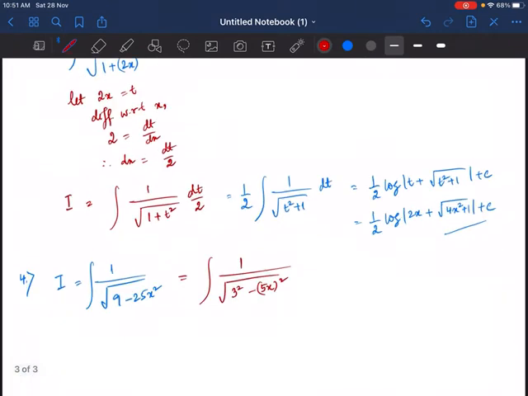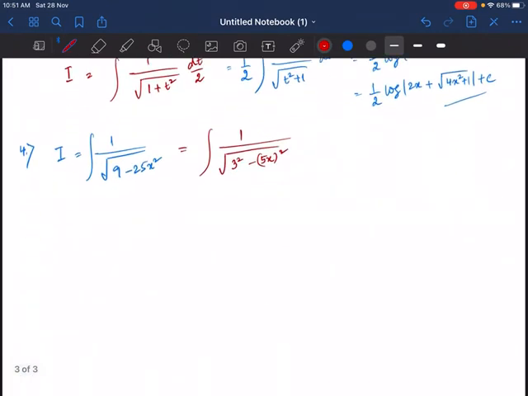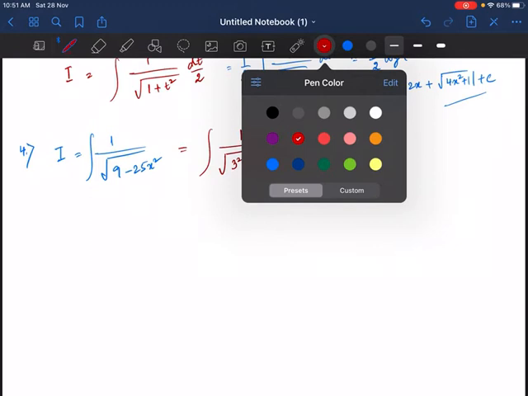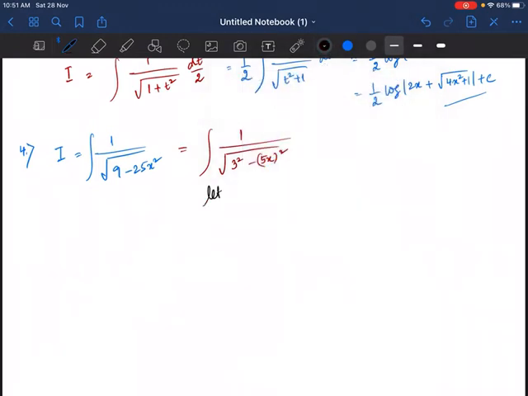Here it is 5x, so I will substitute 5x is equal to t. Let 5x is equal to t. Then differentiating with respect to x, what do you get here? 5 is equal to dt by dx, and therefore dx is equal to dt by 5. Now let's substitute. I is equal to integration of 1, we have forgotten to write dx in here, dx.